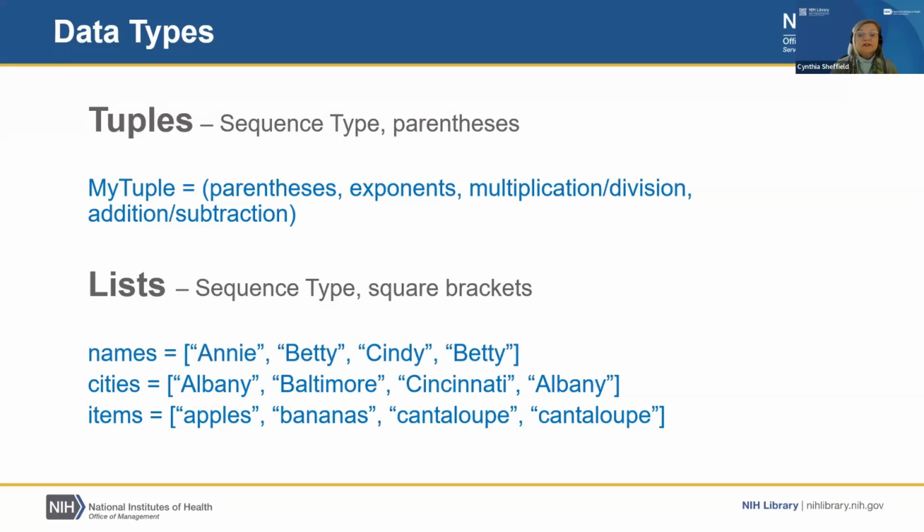One example is found in arithmetic, like the order of operations. Remember, "please excuse my dear Aunt Sally," at least if they're still teaching that. And then lists are created by placing a set of ordered values inside brackets. Lists are the most versatile data type within Python, so order does not necessarily matter in lists. And here are examples of three lists: names, cities, and items.